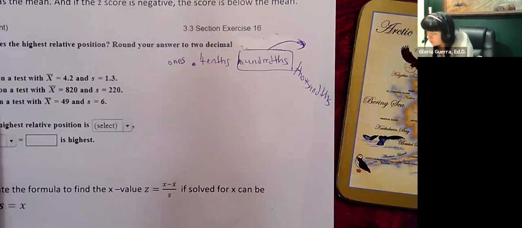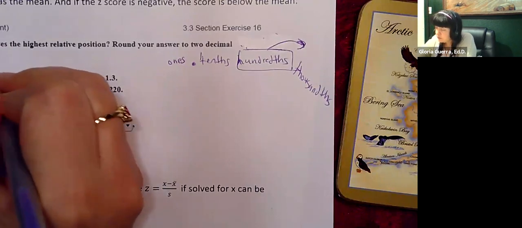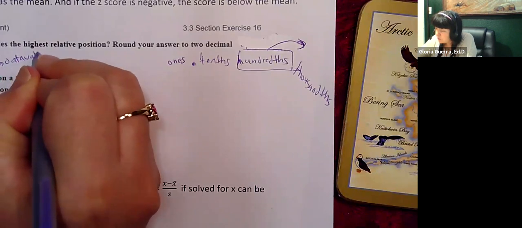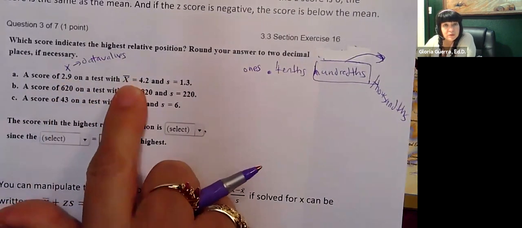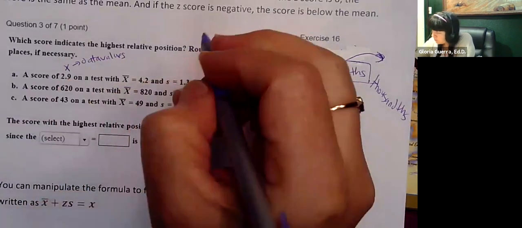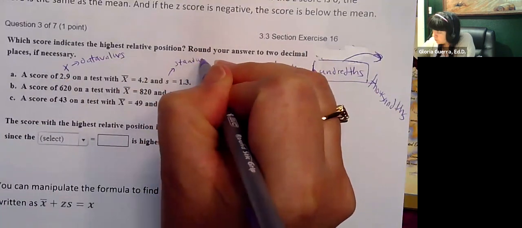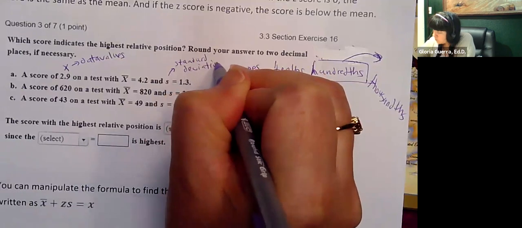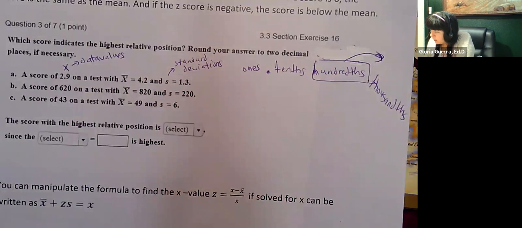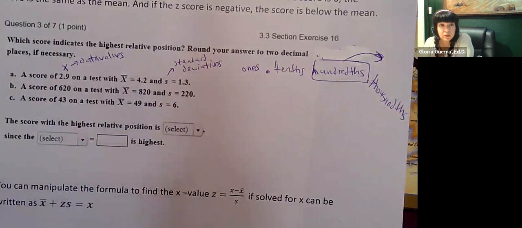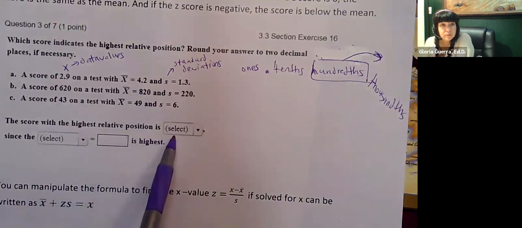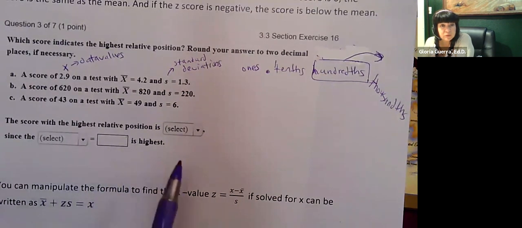And this is ones right here. Okay, so we have all these scores. So these are all your X's. These are your data values. And then these are all your means. These are all your standard deviations, right? And based on what they're saying, they don't come out and say find the z-score, right? But based on your vocabulary and relative position, that's what you need to find, the z-score. So you need to know that the z-score where the highest relative position is the highest. Okay, so we'll try and fill that in with those blanks.